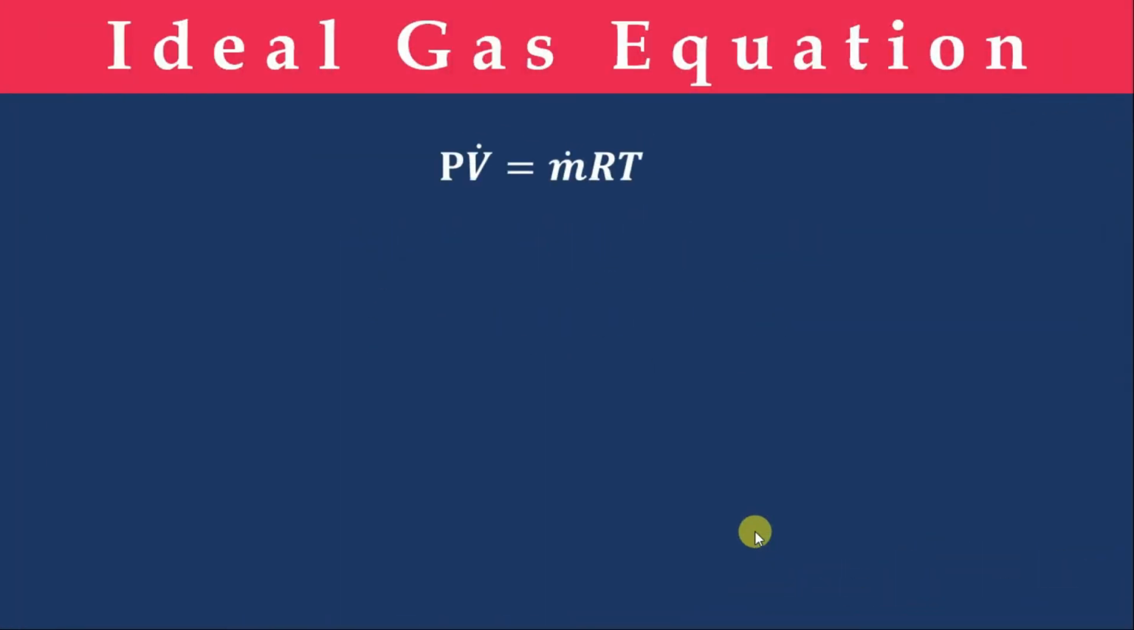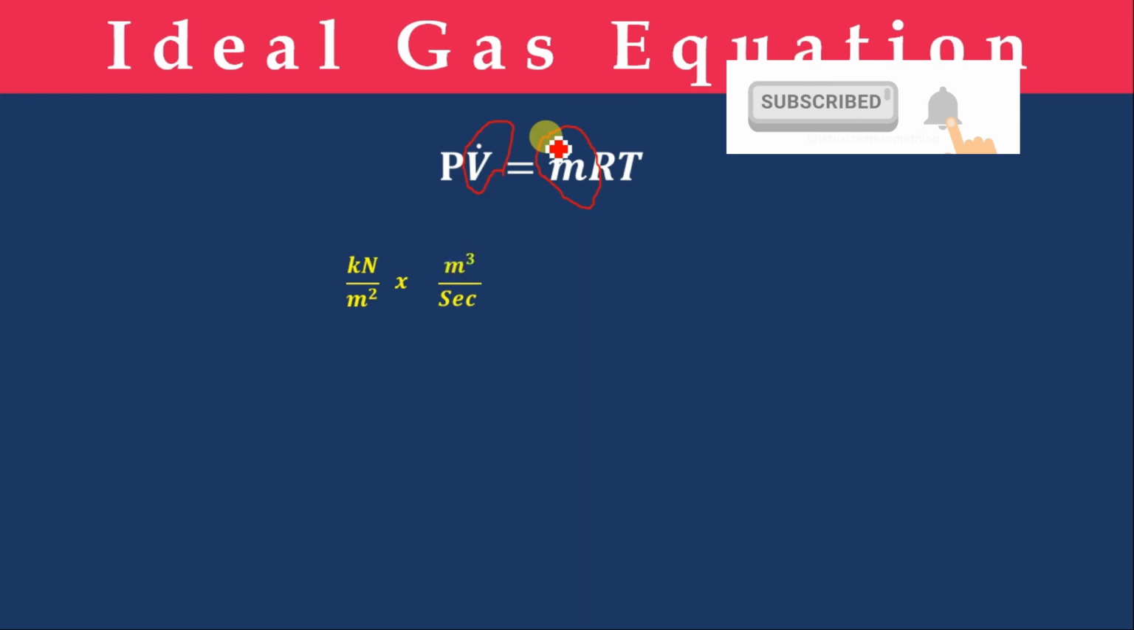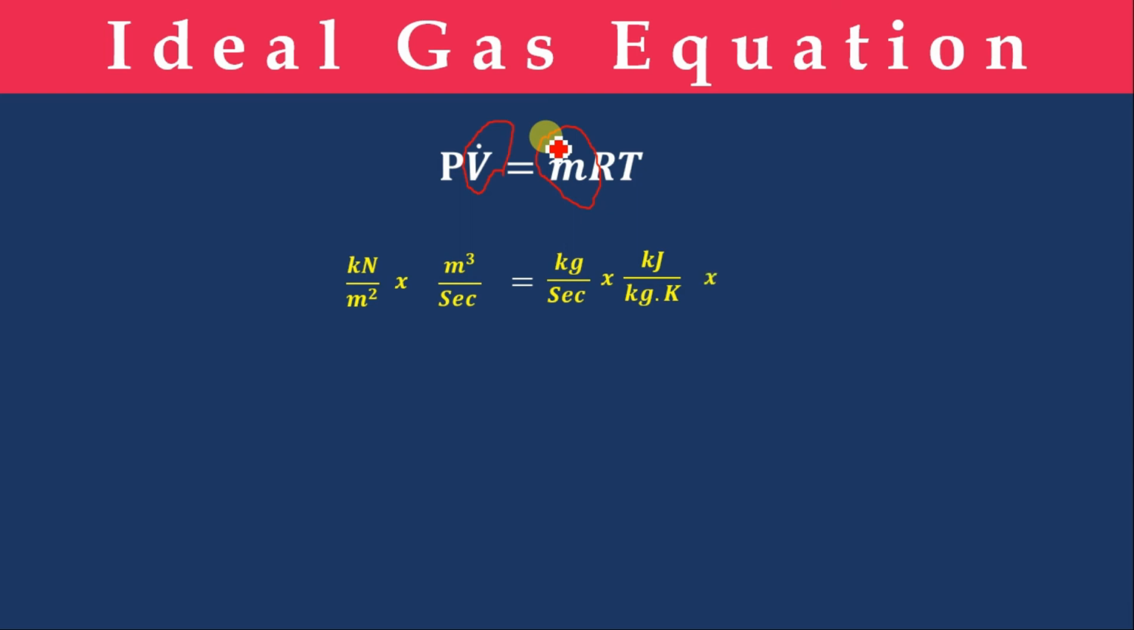If it is an open system, then we can go for P V dot is equal to m dot RT. This one we call volume flow rate. This one we call mass flow rate. So see the unit conversion, kilonewton per meter square, meter cube per second, kg per second, kilojoule per kg Kelvin into Kelvin. Here you can see this meter square will get cancelled, this meter cube will get cancelled, this kg and Kelvin get cancelled. We'll get with respect to time. So kilojoule per second is equal to kilojoule per second for an open system. We know joules per second is a watt. We can write this equation as kilowatt.